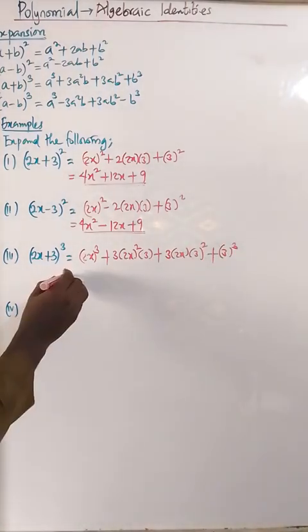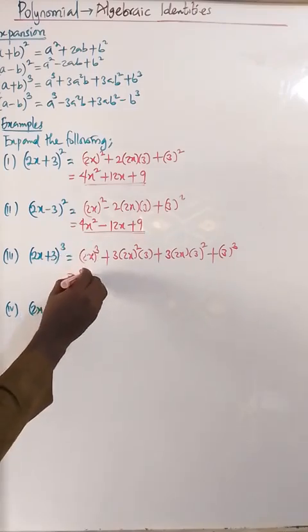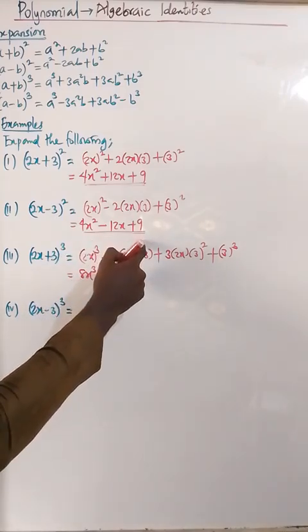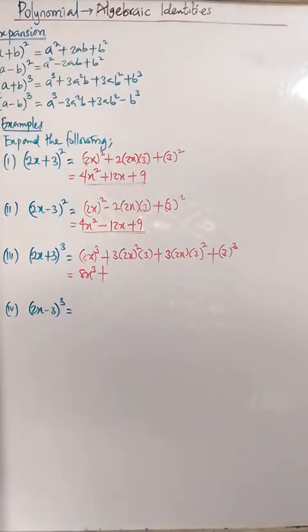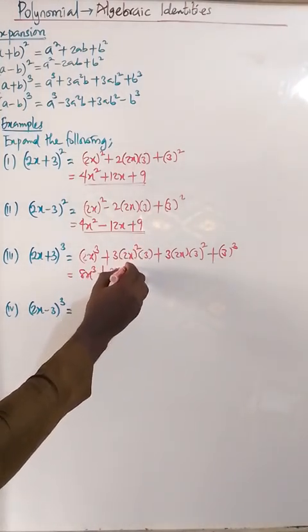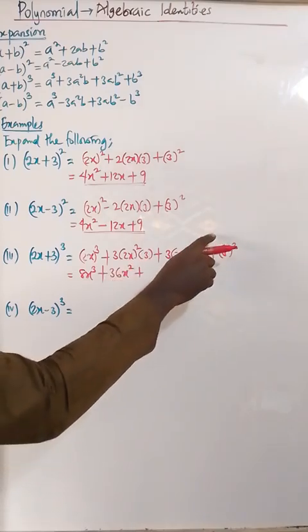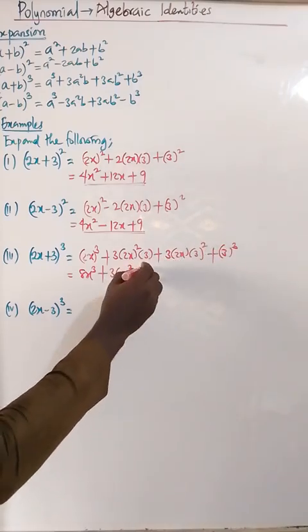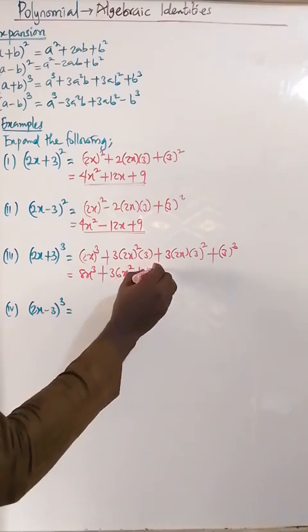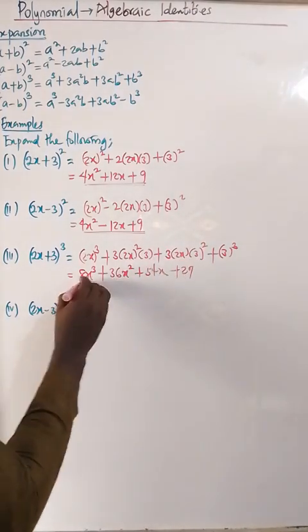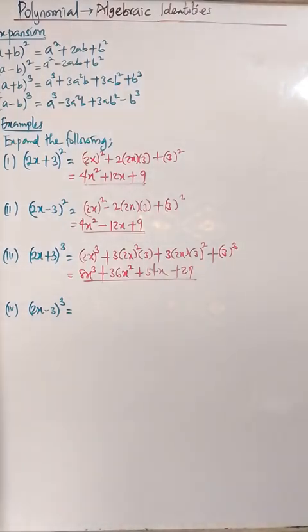Then what next? 2 cube, 8, then x cube, plus 2 squared, 4, 3 times 3, 9, 4 times 9, 36, then this x squared, plus 3 squared, 9, 9 times 3, 27, times 2, 54, then this x has no extra power, then 3 cube, 27. That is the advantage of the identity.